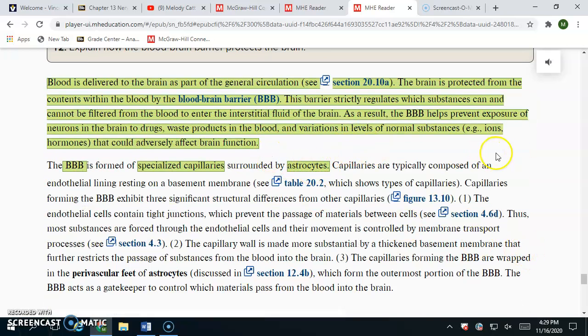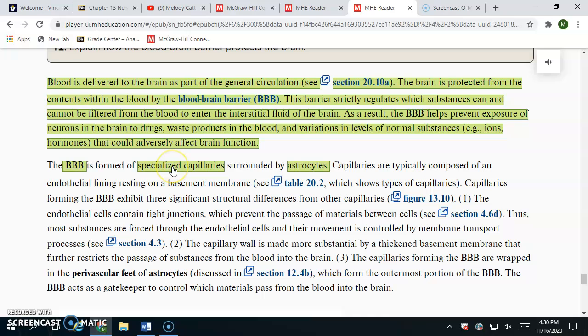So the astrocytes were one of the glial cells that are just located in the central nervous system, and they were there to wrap their little processes, foot processes, around a capillary and help form the blood-brain barrier. So they are one component of our blood-brain barrier, the astrocytes, and specifically their little foot processes. And then the other part of the blood-brain barrier are these specialized capillaries. So these are like the tiniest little blood vessels that lie next to our nervous tissue.